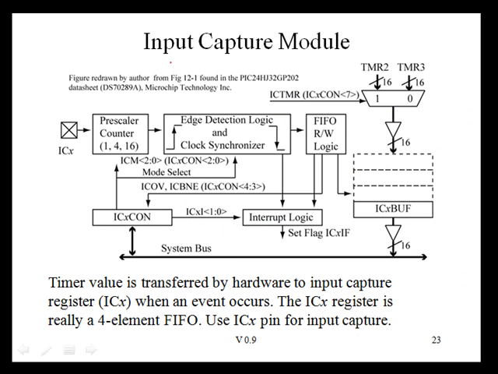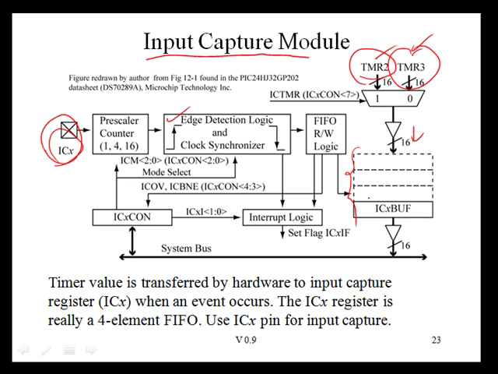There is a hardware module in the PIC24 called the input capture module, whose specific purpose is to be used in time measurement applications. Its job is to capture either the timer 2 or timer 3 value whenever an edge, either rising or falling, and that's programmable, occurs on an input capture pin. This captured value is placed into a 4-element FIFO called the input capture buffer, and we can read that under program control. There's also a flag that is set for an interrupt service routine whenever an input capture event occurs.